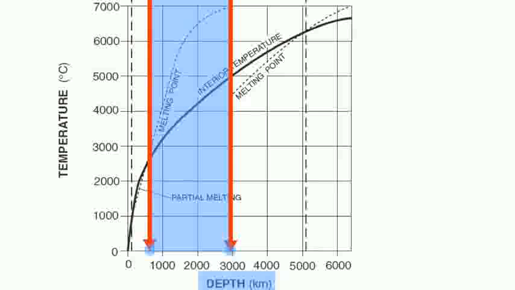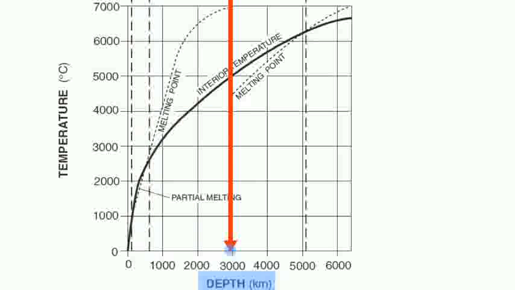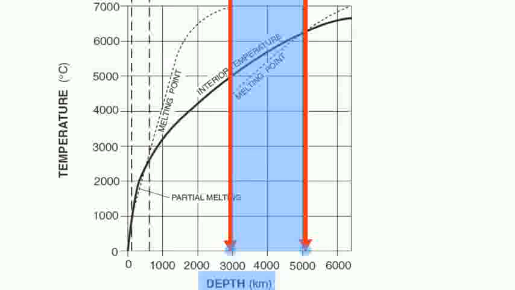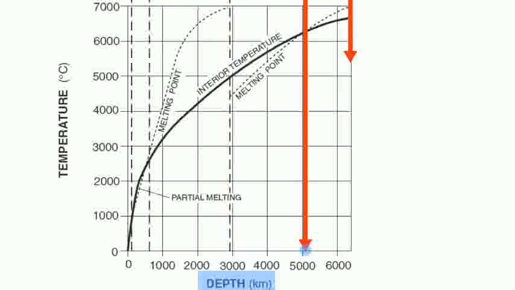There's your stiffer mantle. The outer core will begin at about 2,900 kilometers and extend to about 5,100 kilometers. There's your outer core. And finally, your inner core is going to begin at about 5,100 kilometers and extend to about 6,300 kilometers. So that's essentially the Earth's interior properties chart. A lot of information here. Make sure you know how to read it.